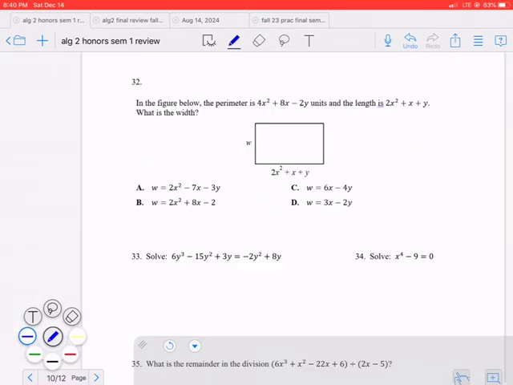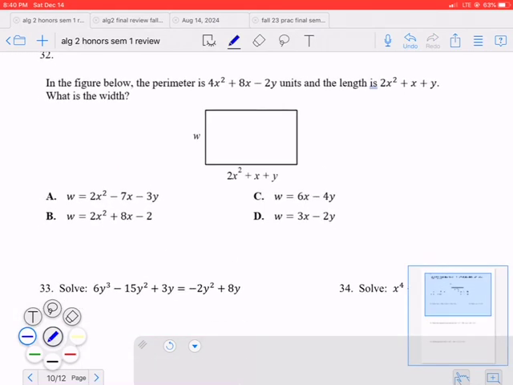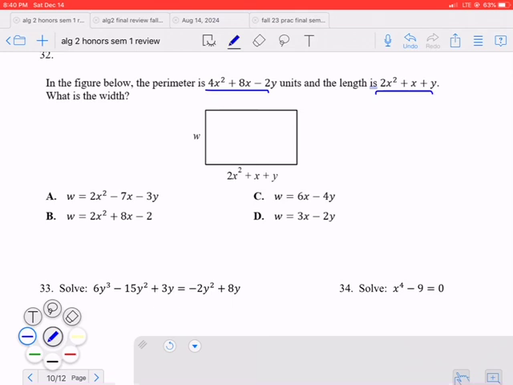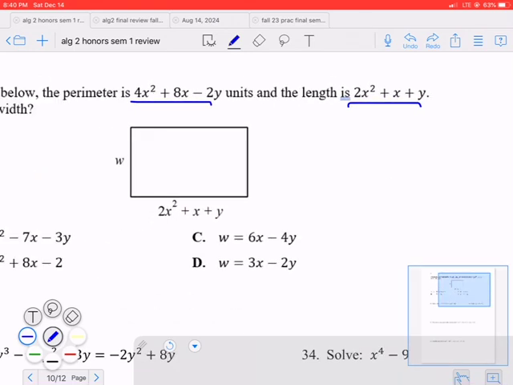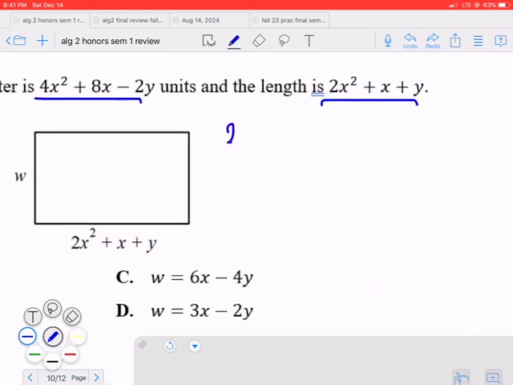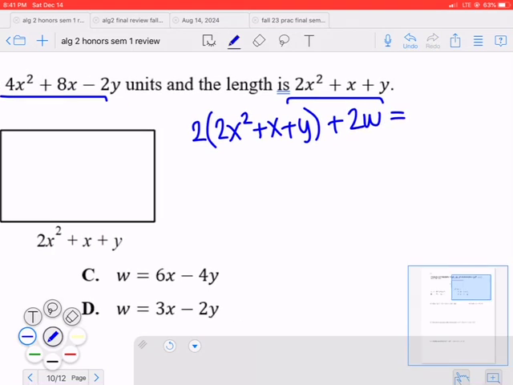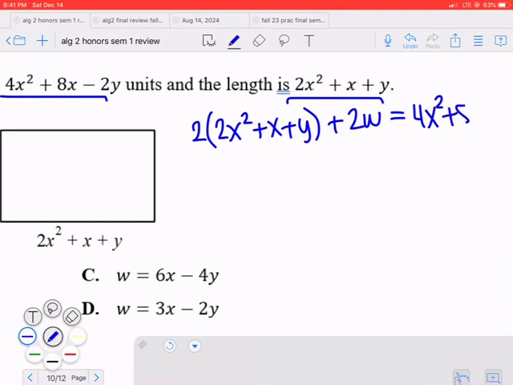Okay, my goodness. The perimeter is this, the length is this, and what is the width? So perimeter means the distance all the way around, so all the sides added up. So there would be two lengths, it's a rectangle, 2 lengths and 2 widths. So 2 of the lengths, 2x squared plus x plus y, plus 2 of the widths equals the perimeter, 4x squared plus 8x minus 2y.